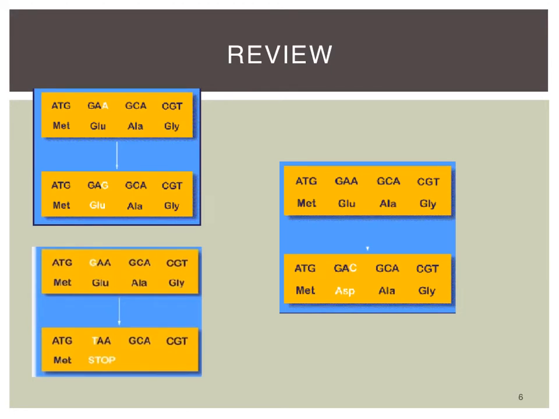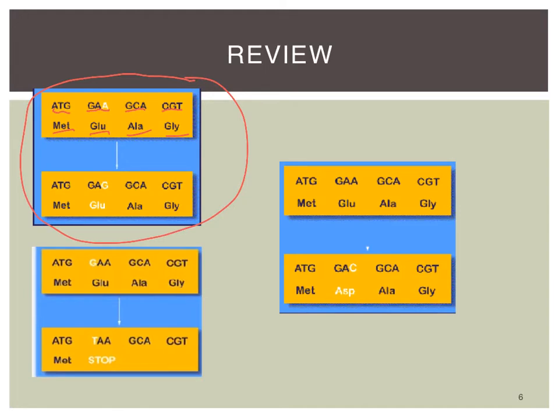Okay, so here's a couple of examples of these substitution mutations. In this first one, the original code is ATG, GAA, GCA, and CGT. That would be the DNA code. You can tell it's DNA because there are no uracils there. ATG would code for methionine. GAA would give the codon that would give you glutamine. This will give you alanine, and this will give you glycine.